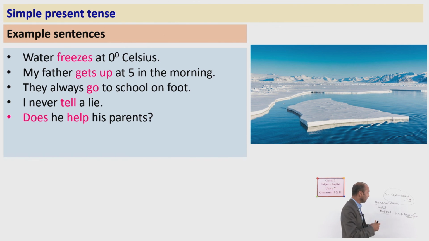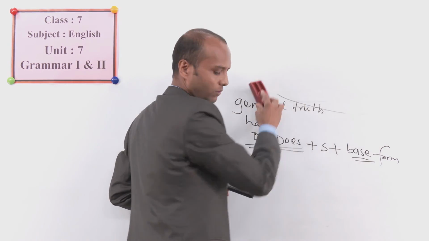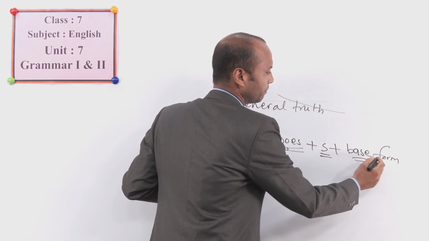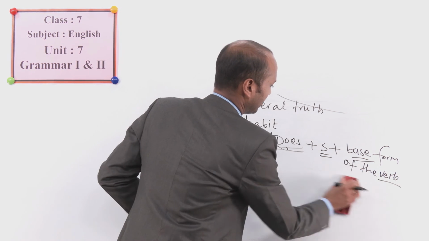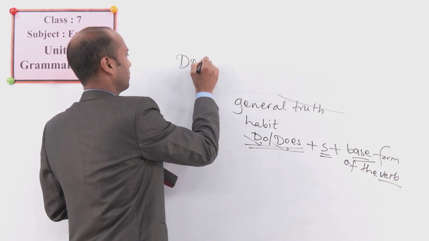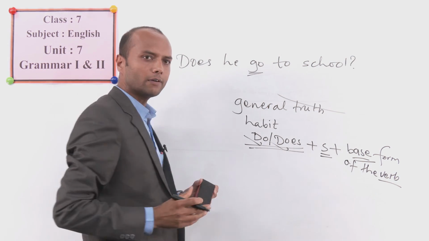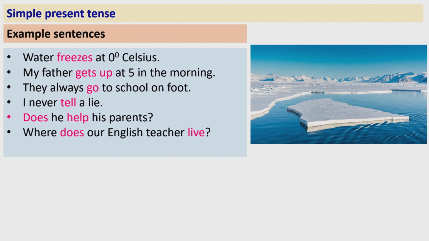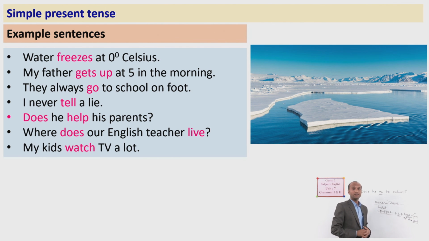The starting word is does. So when you make questions of simple present tense, dear students, you have to begin with either do or does, followed by subject and base form of the verb. So let me write an example here. Does he go to school? Look, this is the base form of the verb. Remember? Okay. Next question, WH question. Where does our English teacher live? And my kids watch TV a lot.